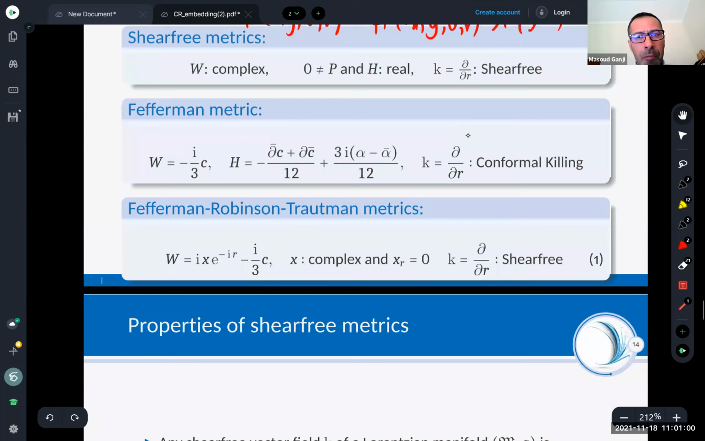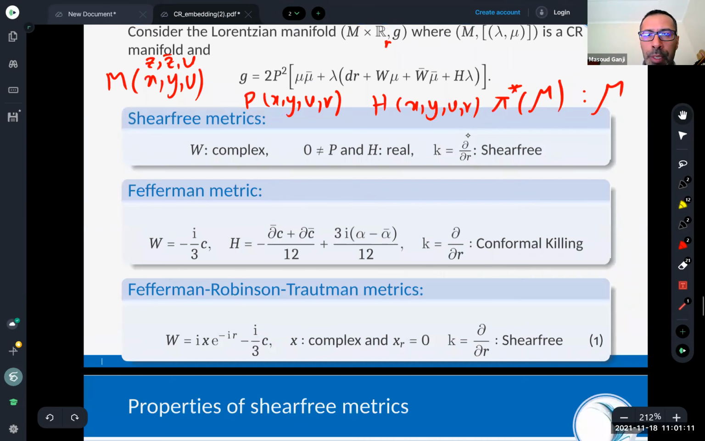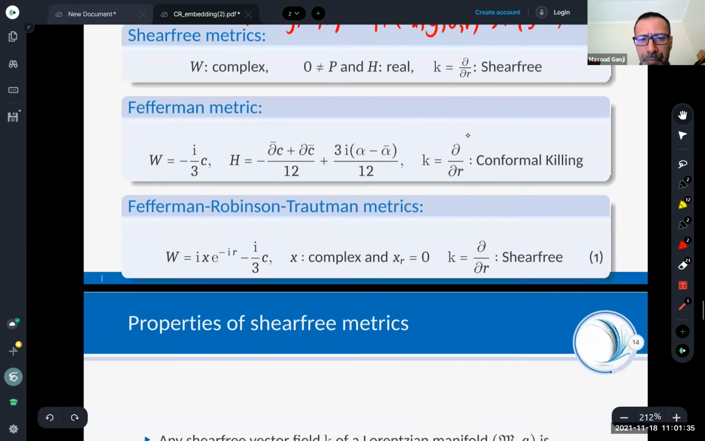So the Fefferman metric is of Petrov type N. I have said that here. Petrov type N is never Einstein. I mean, if you compute the Ricci curvature, it's never Einstein. But if you put a conformal factor in front of it, yes, we can say it's conformally Einstein. It's the result by Philippe Leitner, and we also proved that independently in a slightly different way. What we have introduced in our paper is this metric.